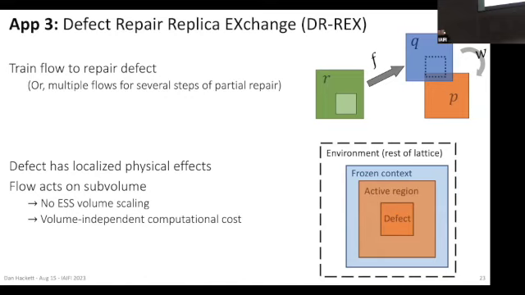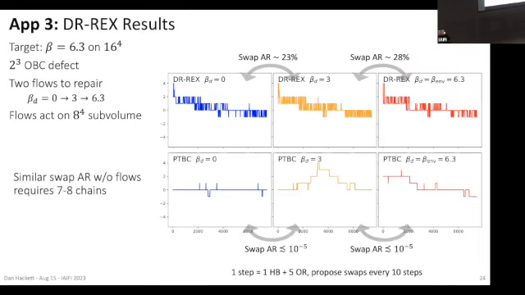Another advantage of this, other than having to treat fewer degrees of freedom, is that you can operate on the same size subvolume in any size environment. Maybe flows are expensive to apply, but if you're only operating on a very tiny subvolume while sampling a much larger volume, maybe the flow costs will trivialize.